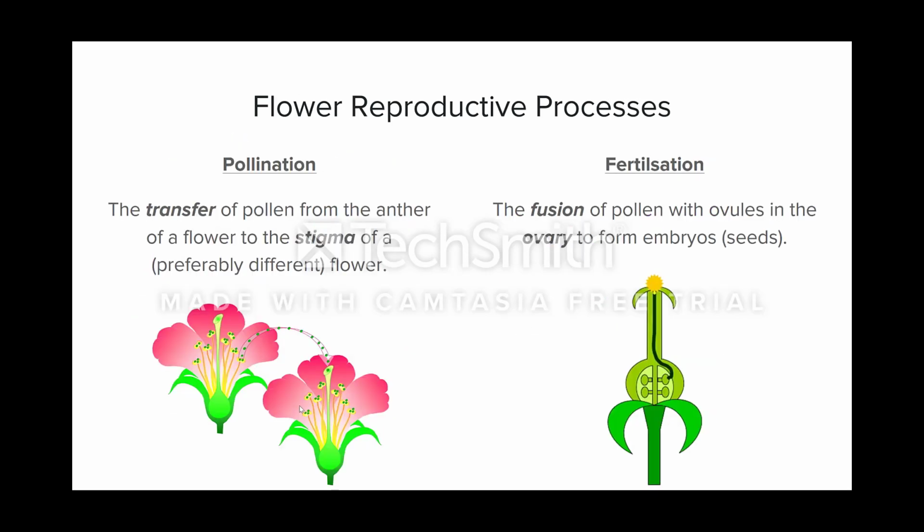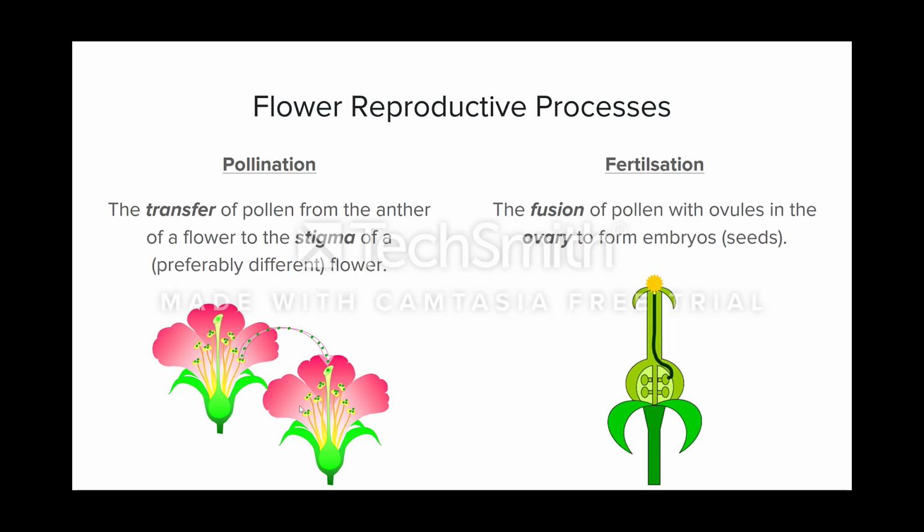Now, from there, recognize the two differences in the processes that I've just named: pollination and fertilization. Pollination is the transfer of pollen from the anther of a flower to the stigma of usually a different, or preferably a different, flower. Why preferably a different flower? Ideally that means two different plants with two different flowers, and that will mean you'll get greater variation in the offspring, and that variation means that if there's a change in the environment, the offspring are more likely to survive. But pollination, most simply, is the transfer of pollen from the anther of the flower to the stigma of a different flower.